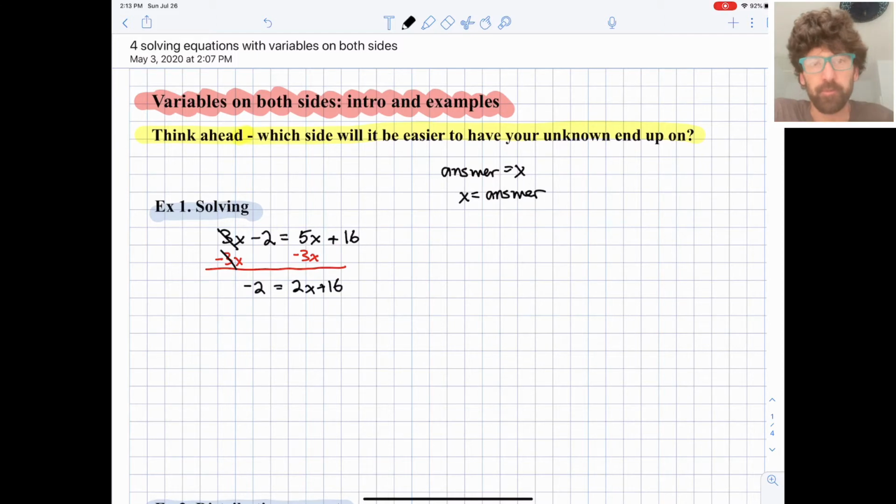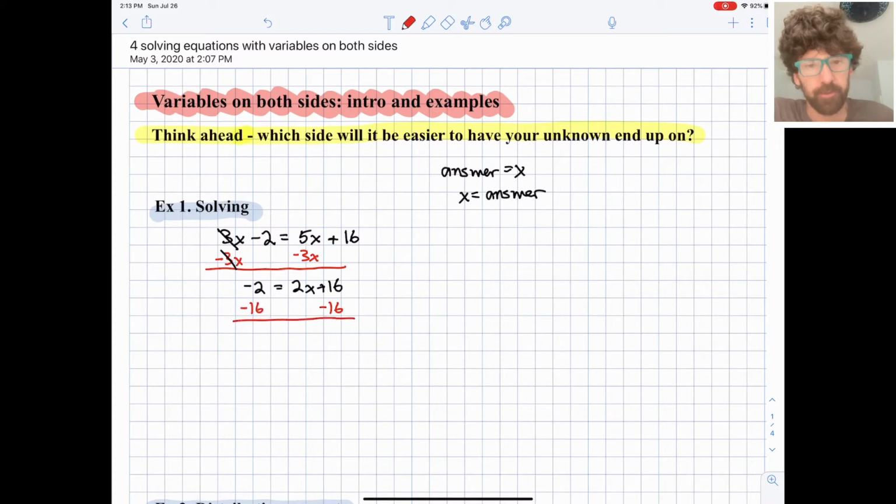As you get better at this, one thing I could have done initially is also subtracted the 16 from the right side as well. And so you're essentially doing two things at the same time. But as you're getting started, it's probably easiest to separate those steps out. But we can do that now. We can subtract the 16 from both sides.